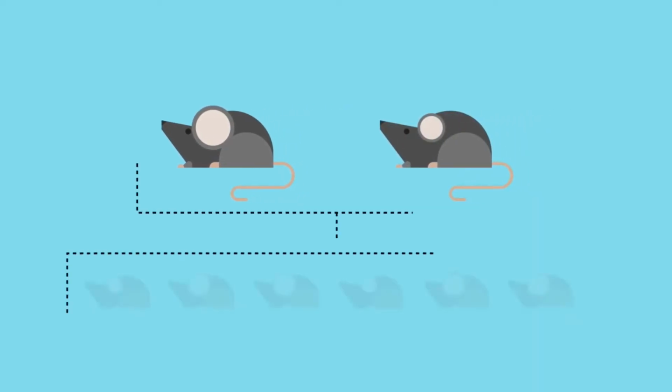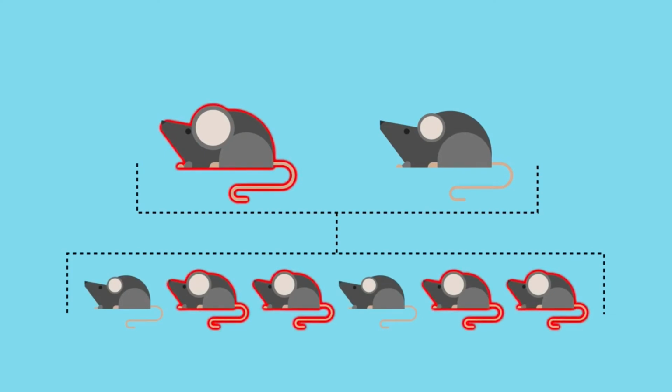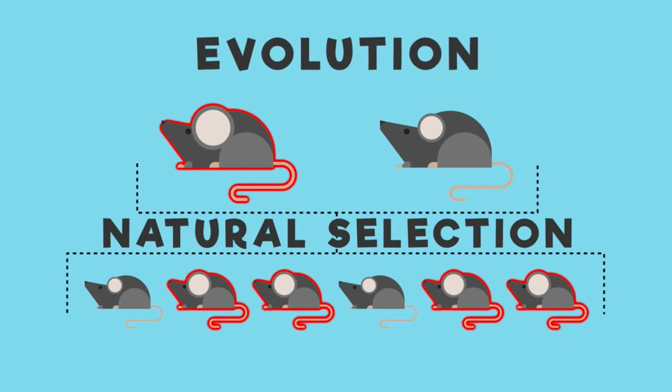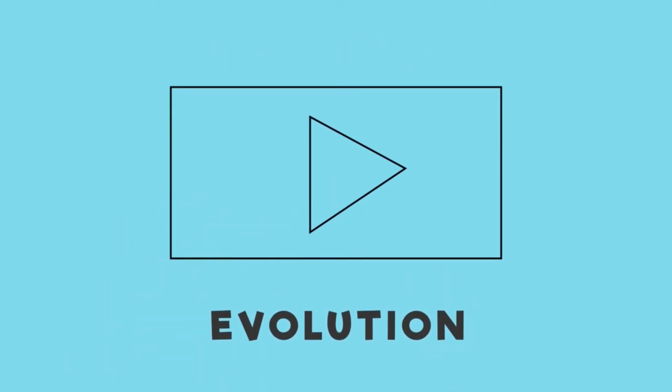However, if a mutation causes a new phenotype that is useful, such as better hearing, then the new gene will get passed on to offspring, and the number of mice in the population with this new phenotype will increase. This gradual change in a population is known as natural selection and is the mechanism by which evolution occurs, which you can learn more about in other videos.